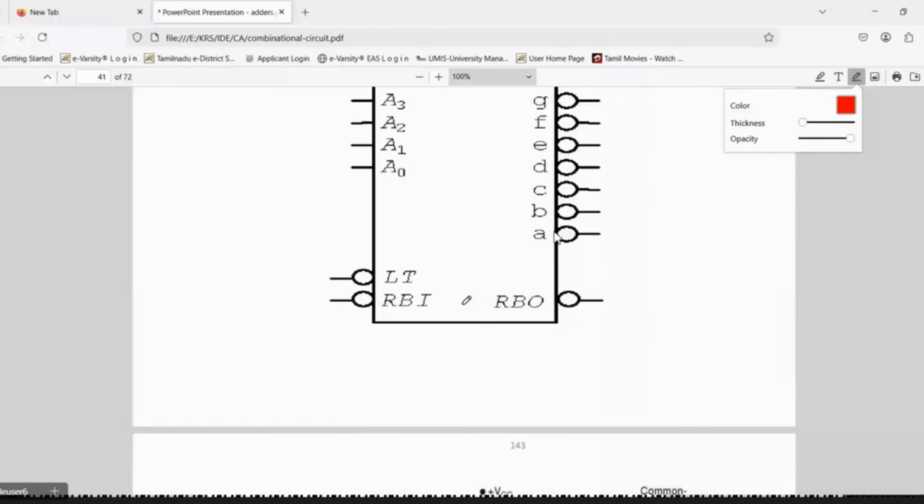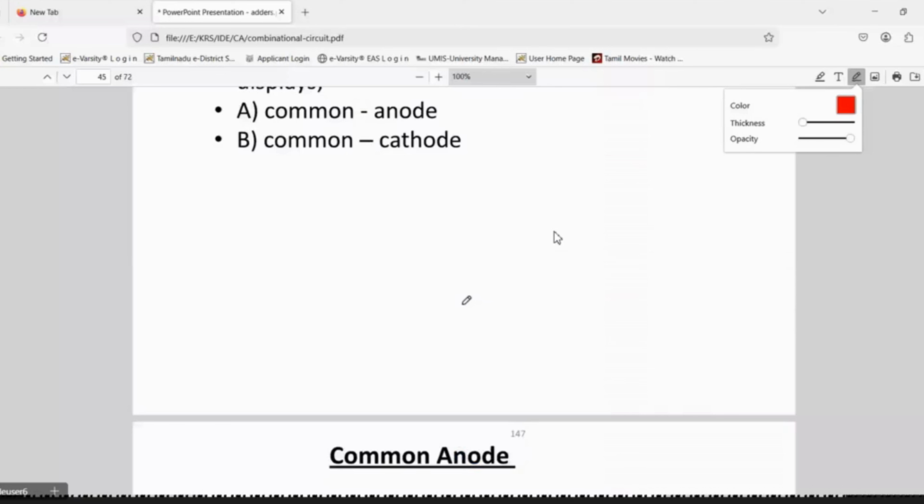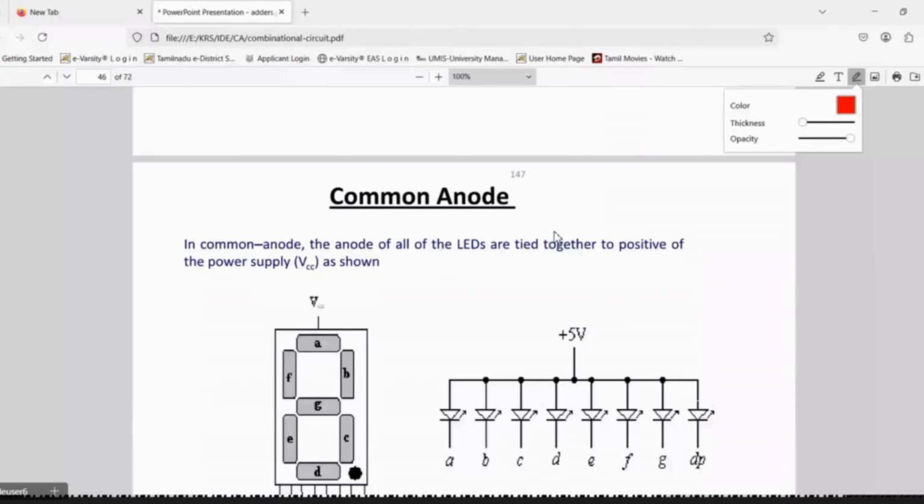So that is the decoder, okay? A decoder is n input lines to 2 power n or less than 2 power n output lines. The basic example is the binary to octal decoder.